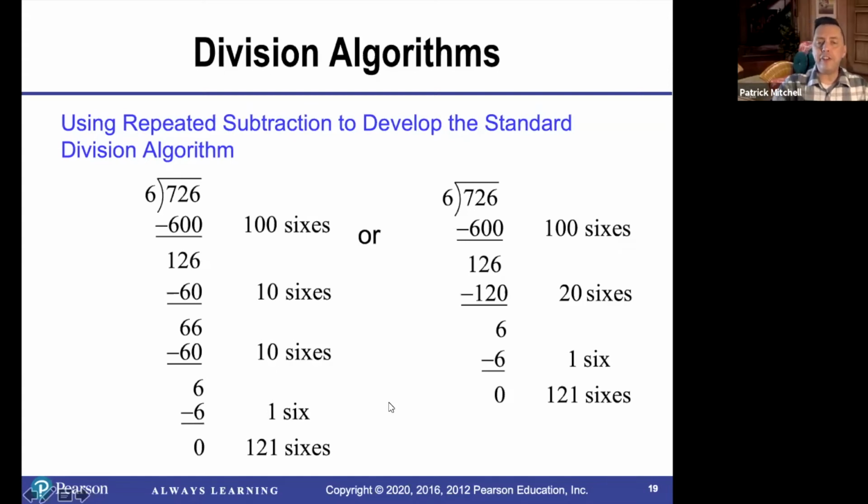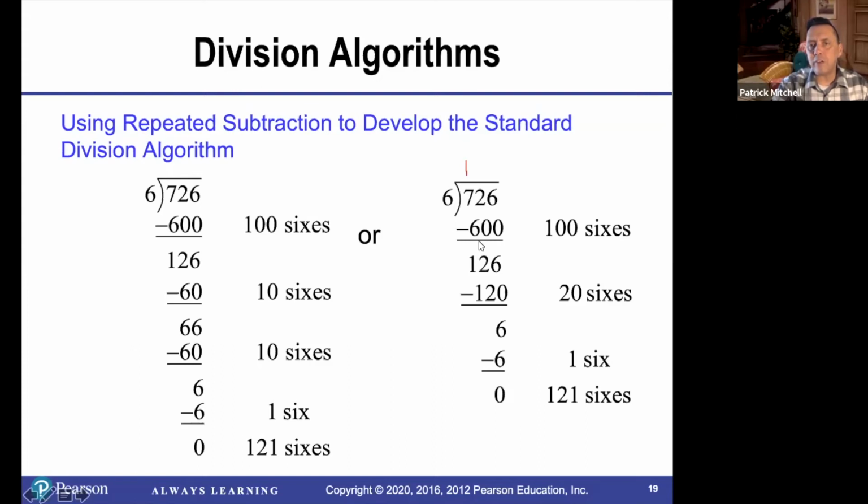Using the standard division algorithm, 6 into 7 goes 1 time. Let me take my pen here and write this the way you're used to. Normally you would put a 1 here. That 1 represents 100 sixes. Then 1 times 6 is 6, and because we're writing the 6 in this place, it represents 600. I do that subtraction, I get 126.